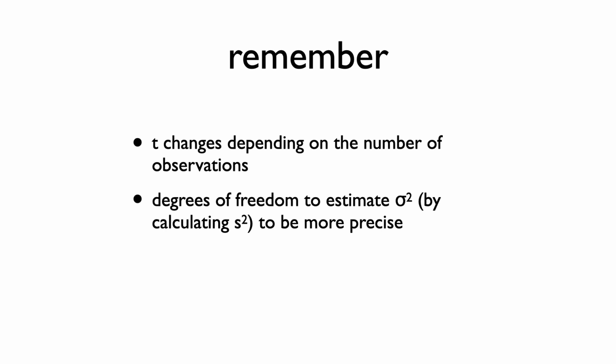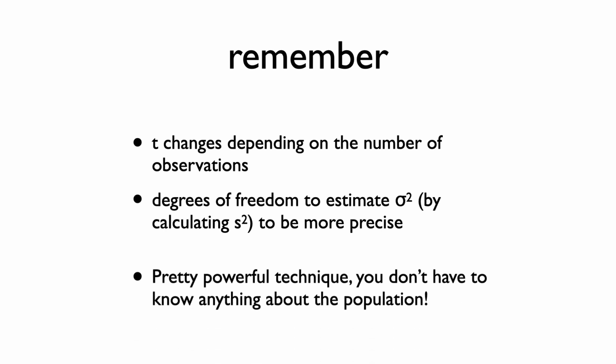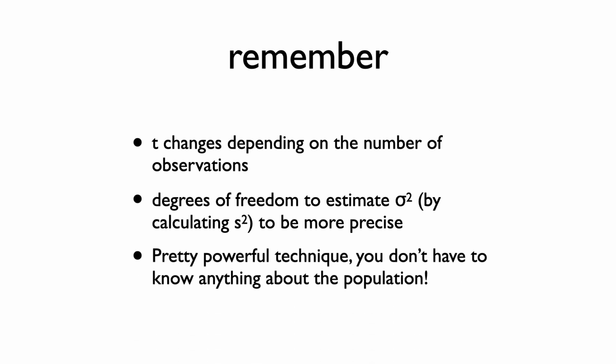So t changes depending upon the number of observations, sorry, and the degrees of freedom, then to estimate sigma squared by calculating s squared. That's what we're going to use. So the degrees of freedom are what's going to allow us to find a critical value to exceed and then find out if it's significant.